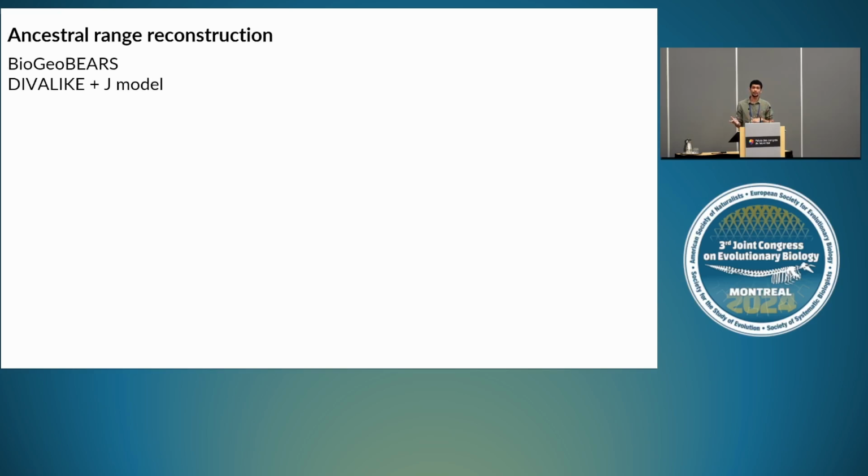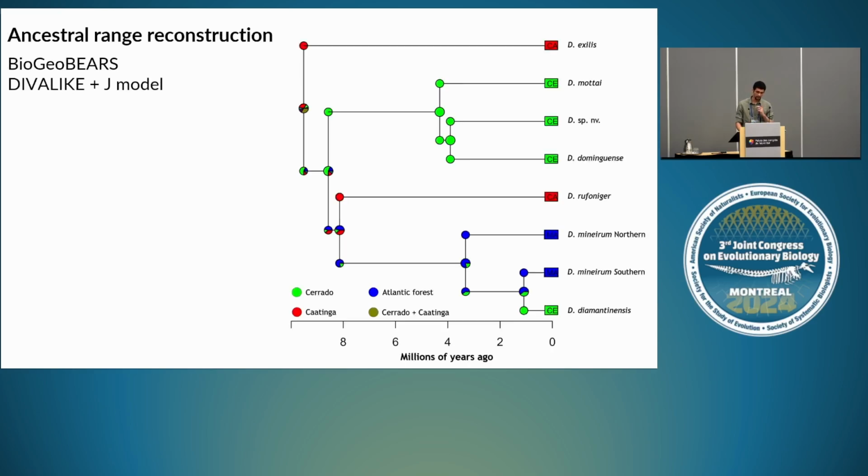And with that tree, we made an ancestral range reconstruction, in which the DIVA-like plus J model was selected. We see that in the first diversification period, we have the lineages occupying the great domains like Caatinga. Then it goes to the Cerrado. And from the Cerrado, it diversifies in the Cerrado lineage and in the humid forest lineage, which colonizes Caatinga later. And then in the second diversification time, we see diversification within the biomes.